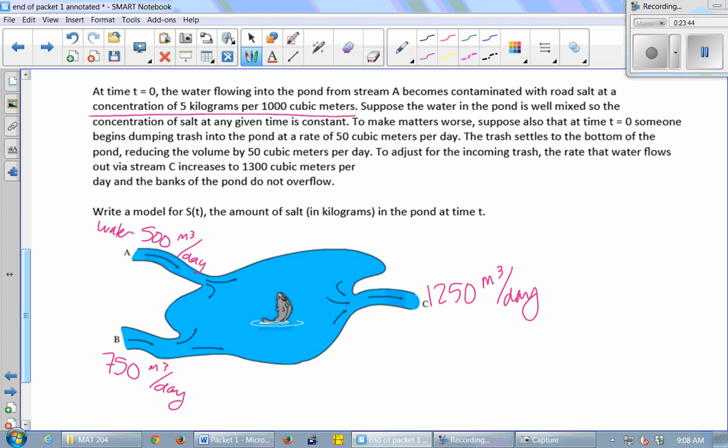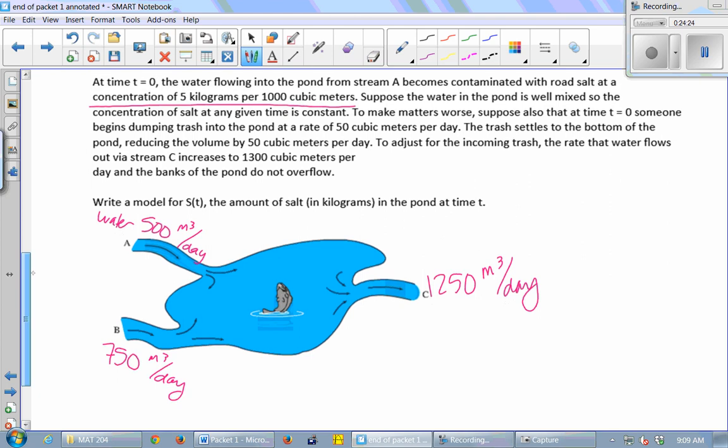And to make matters worse, we're also going to assume that at time t equals 0, someone begins dumping trash into the pond at a rate of 50 cubic meters per day, and the trash settles to the bottom of the pond. So it's actually going to reduce the volume of the pond, of how much water it can hold, because there's stuff taking up that room. And to adjust for the incoming trash, the rate that water flows out is going to increase to 1,300. So we're losing 50 cubic meters a day to trash. So that means that an extra 50, from 1,250 to 1,300, has to flow out every day to account for that trash, so the banks of the pond do not overflow.